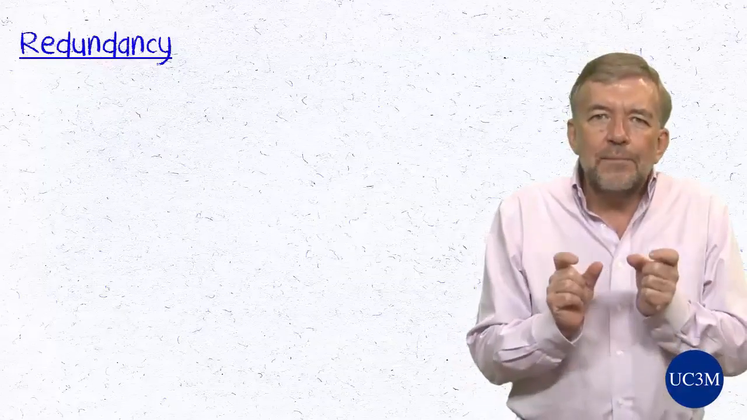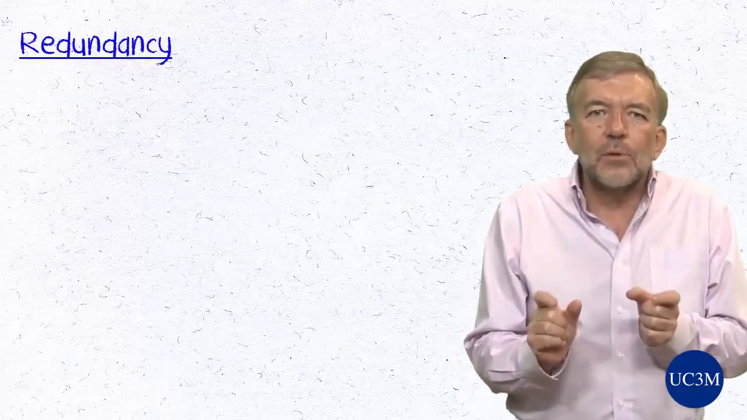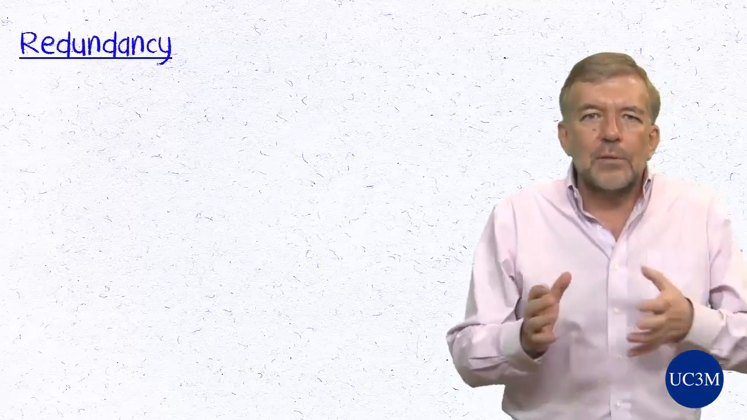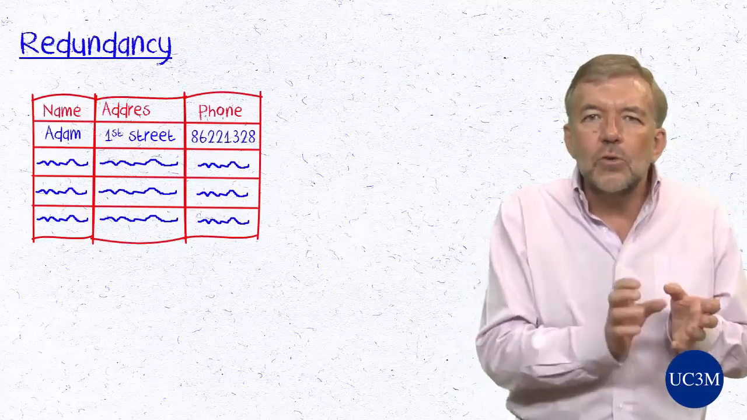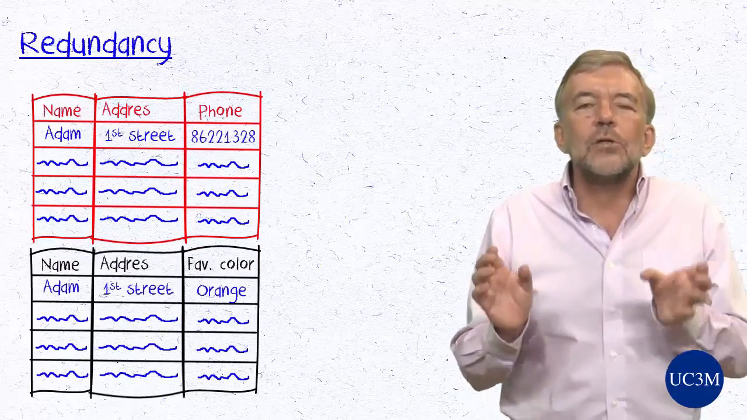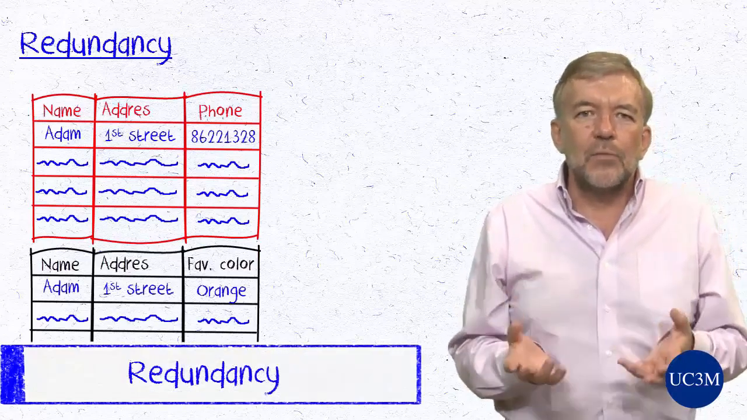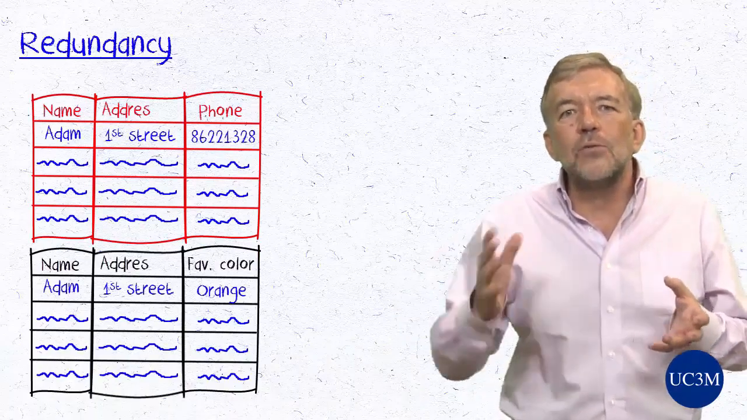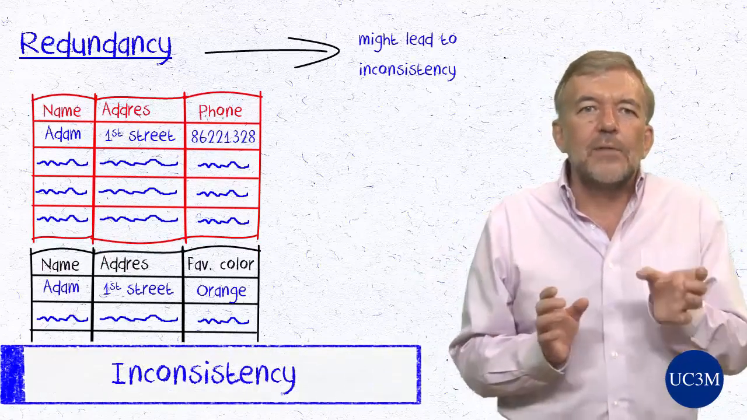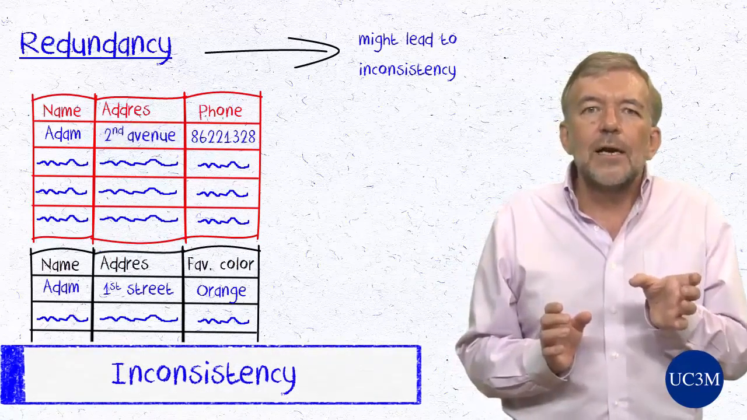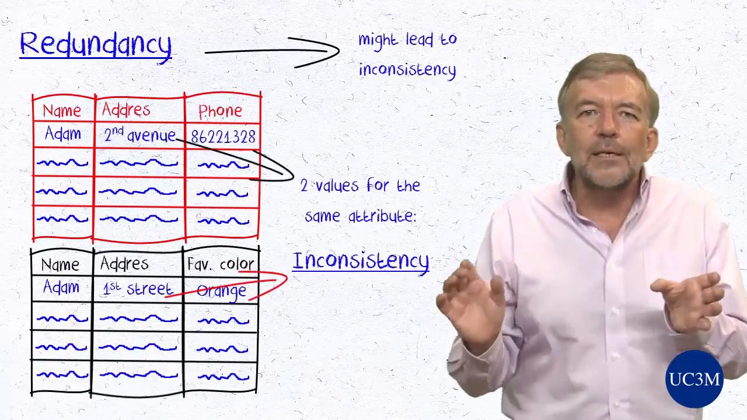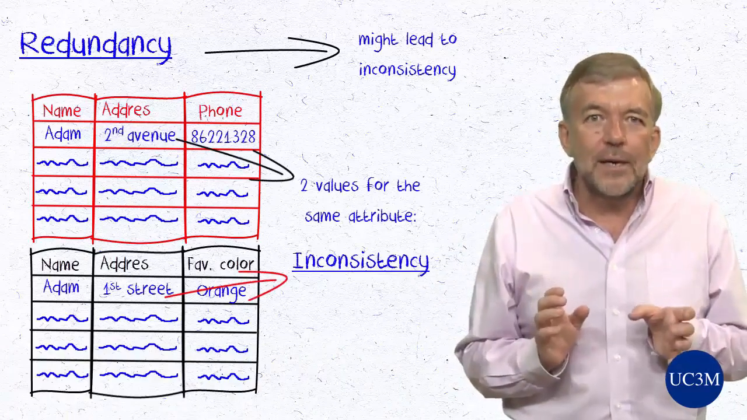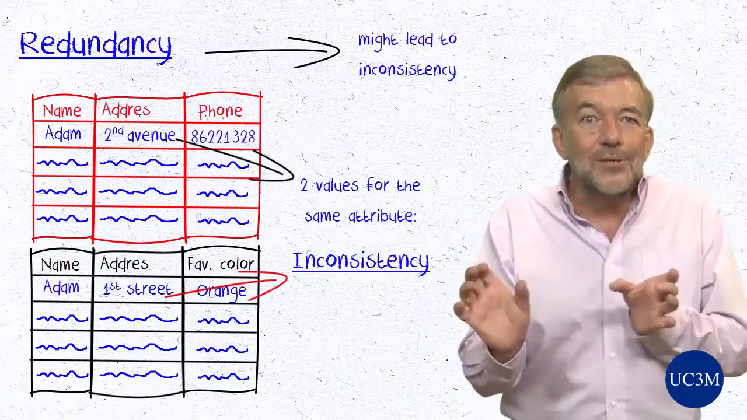When the same piece of data, or attribute in our terminology, for example, the address of a customer, is stored in more than one place, this is called redundancy. The main problem with redundancy is that it might lead to inconsistency. If the customer's address changes and it is stored in more than one place, this might lead to the same attribute taking two different, inconsistent values.